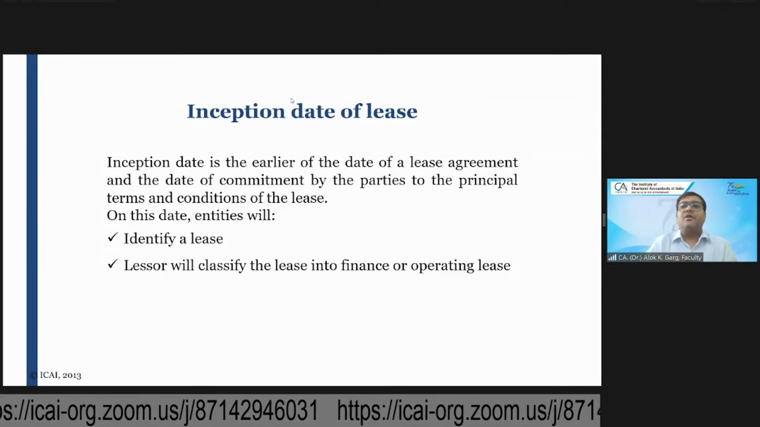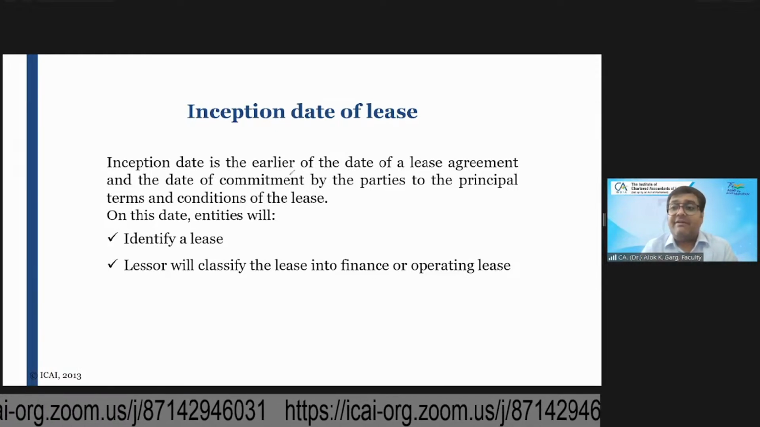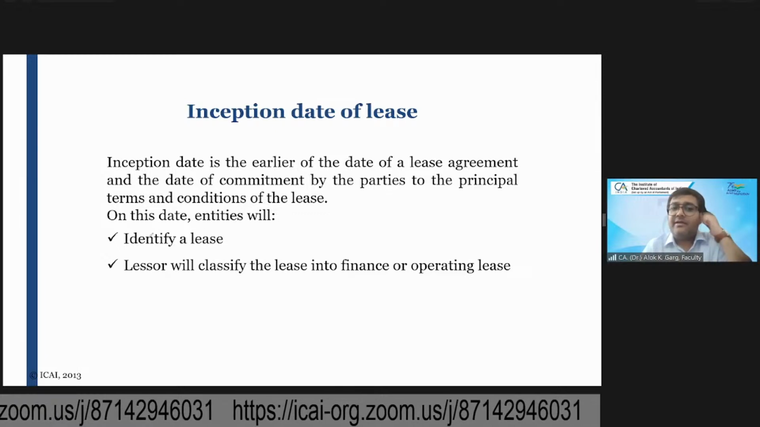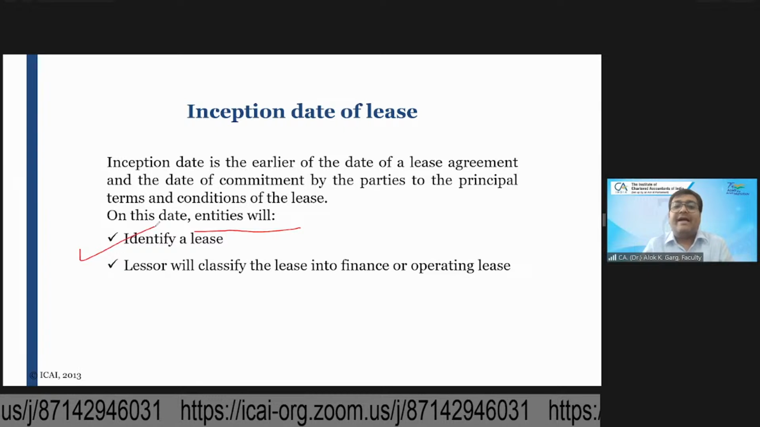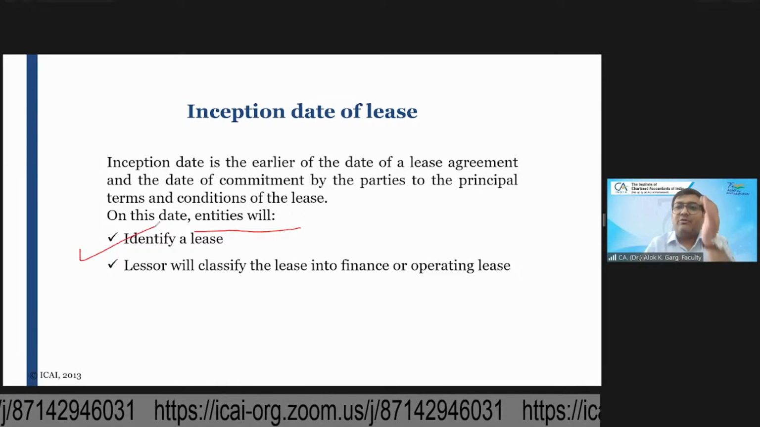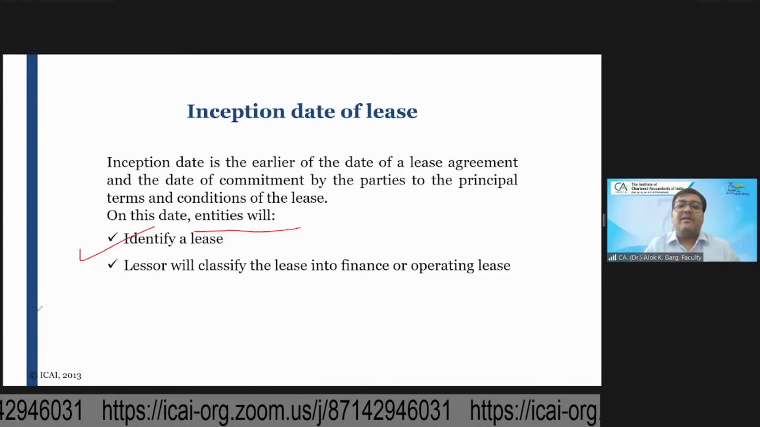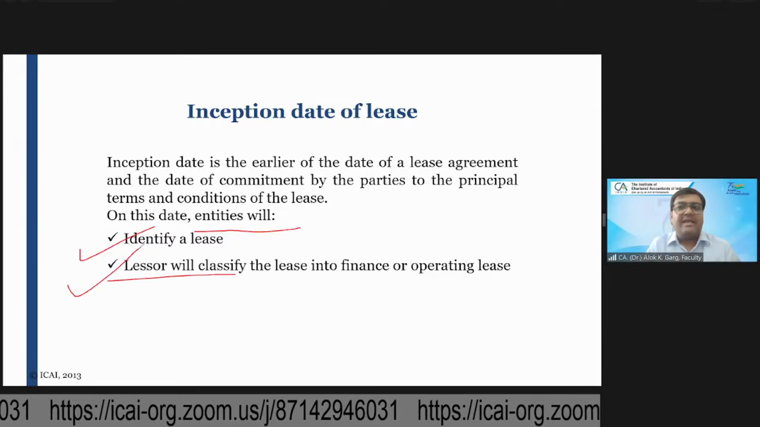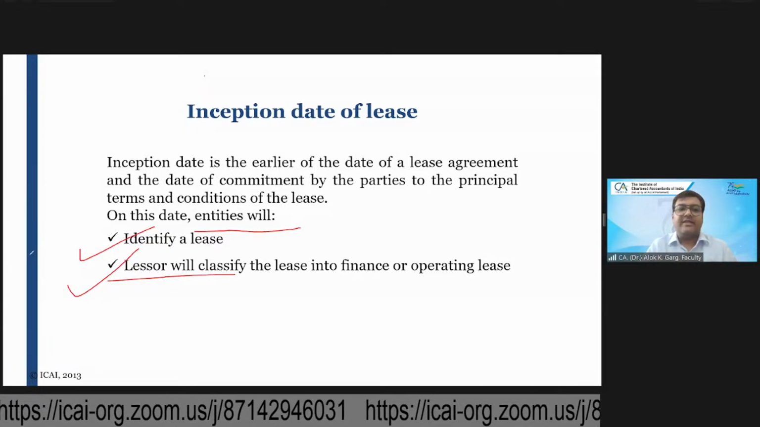Okay, fair. So the inception date is the date where the parties decide the terms and conditions of the lease, or sign the agreement. On this date, the lessor and lessee identify whether it's a lease contract to be covered under Ind AS 116. From the lessor perspective, the lessor will identify whether it is a finance lease or an operating lease. From the lessee perspective, it is a single lease model. There is no finance lease, no operating lease.